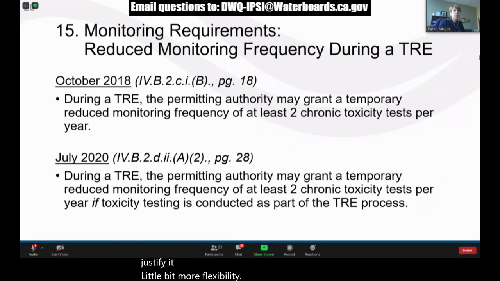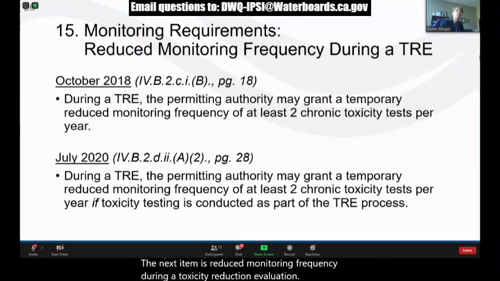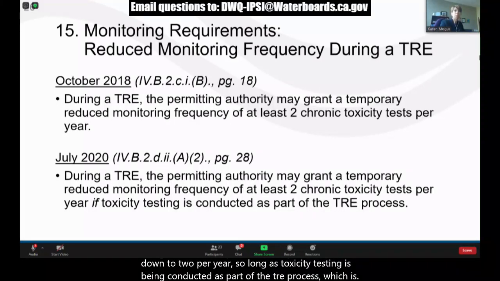The next item is reduced monitoring frequency during a toxicity reduction evaluation. The October 2018 version allowed the permitting authority to grant a temporary reduced monitoring frequency of at least 2 chronic toxicity tests per year. The current version now allows the permitting authority to grant a reduced monitoring frequency down to 2 per year, so long as toxicity testing is being conducted as part of the TRE process, which is pretty typical.